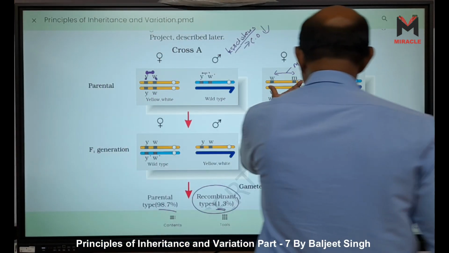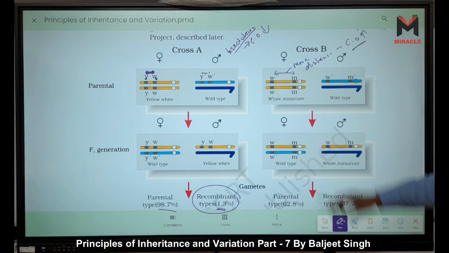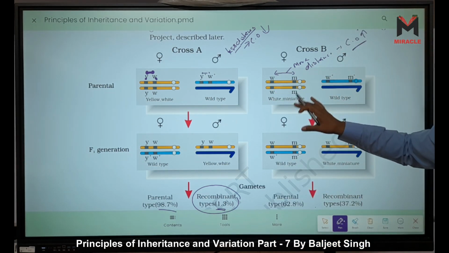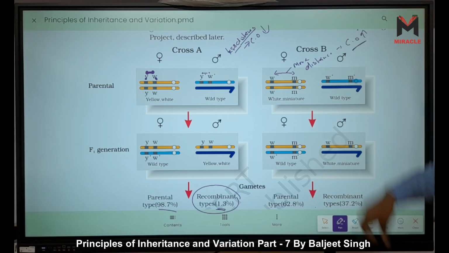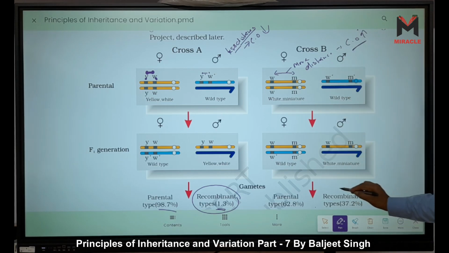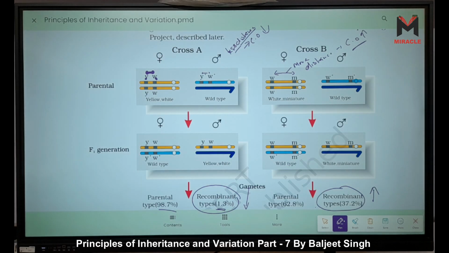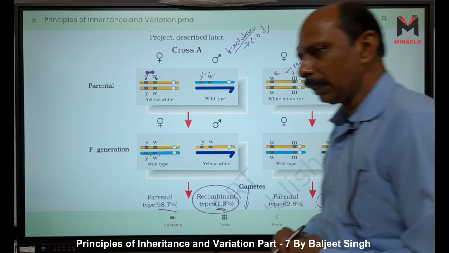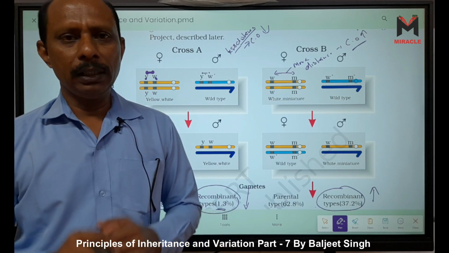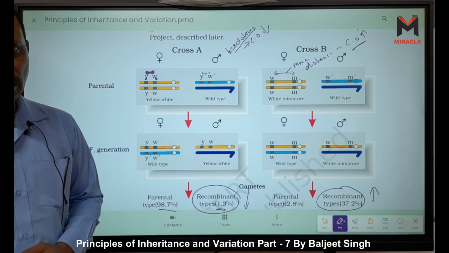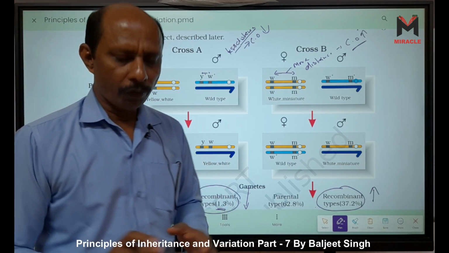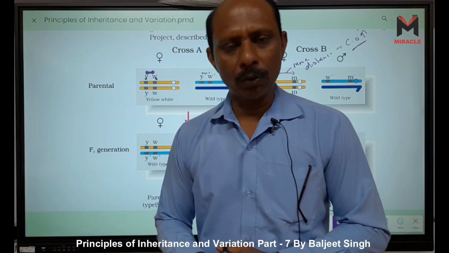But here because distance is more, the strength of linkage is less, that's why crossing over possibility is high, and that means the recombination type is also high. 37.2% means high, here 1.22% means very low. So do you understand? We can say if distance is more, linkage strength is less, and then the possibility of crossing over or recombination is also high.